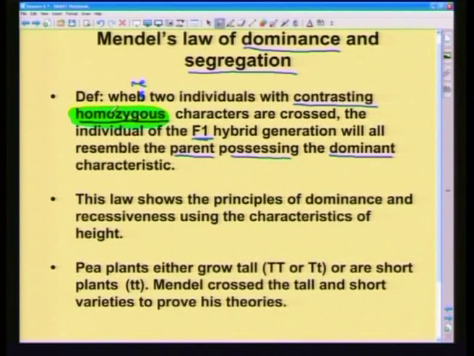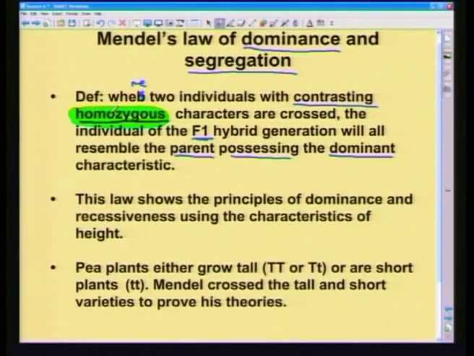So, if we look at this entire definition and you think, oh my goodness, I'm never going to be able to know this, just look at it. It says when 2 individuals, male and female, with contrasting homozygous characteristics, so homozygous dominant, homozygous recessive, they are pure dominant and pure recessive. When they cross, all the babies will resemble the dominant parent, because they'll all have the dominant gene, the dominant characteristic. And that's it. It's as simple as that.